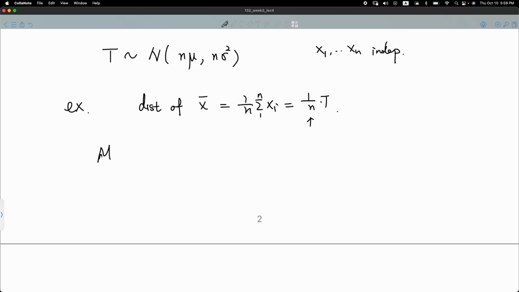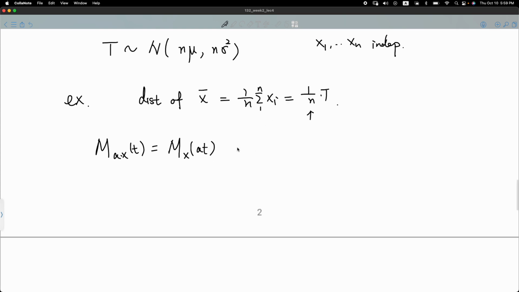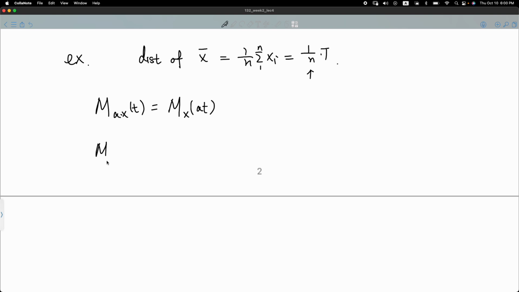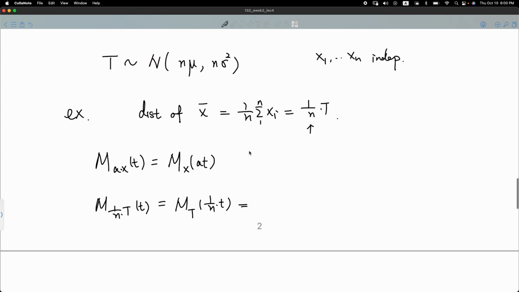So what I'm referring to is that when you have a moment generating function for aX, this is equal to, let me check the formula. Okay, so this is equal to the moment generating function for X, but with t replaced by at. So this is the property that we are going to use. In terms of the random variable T, what we have is the moment generating function for 1 over n multiplied by capital T. And this should be equal to the moment generating function for capital T, but with 1 over n multiplied by the lowercase t. And then we can just copy the moment generating function for random variable capital T, which is what we get here.